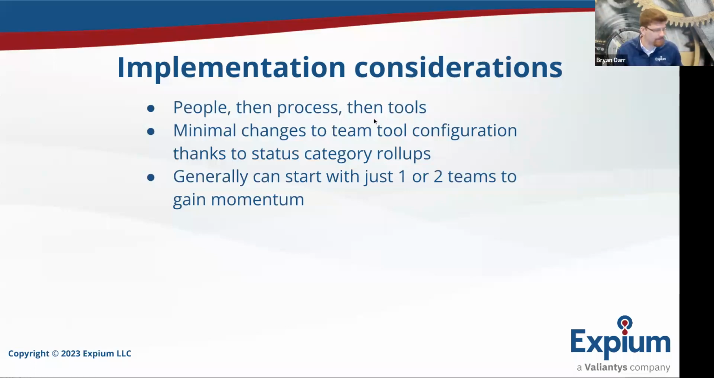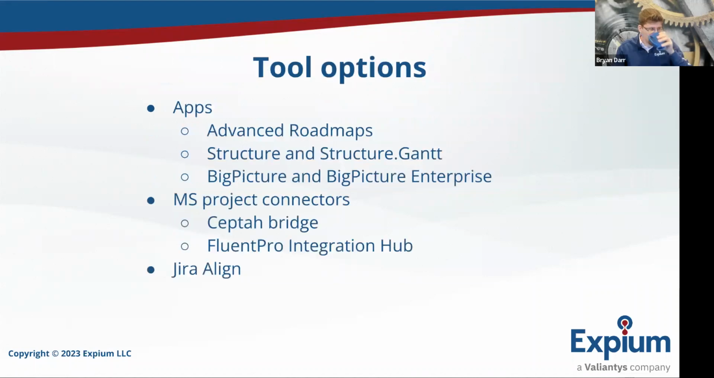So let's talk about your tool options to get PPM planning and execution into your system. We're going to talk about a lot of tools today. I can't believe this webinar is only 1 hour. So first, apps. Advanced Roadmaps, which comes natively with Jira Cloud Premium and also Jira Data Center. Structure and Structure Gantt. Those are two add-ons that work hand in hand. Those were recently acquired by Tempo.